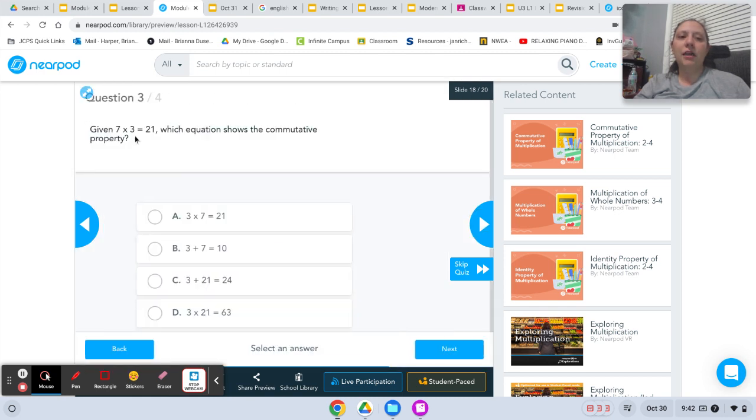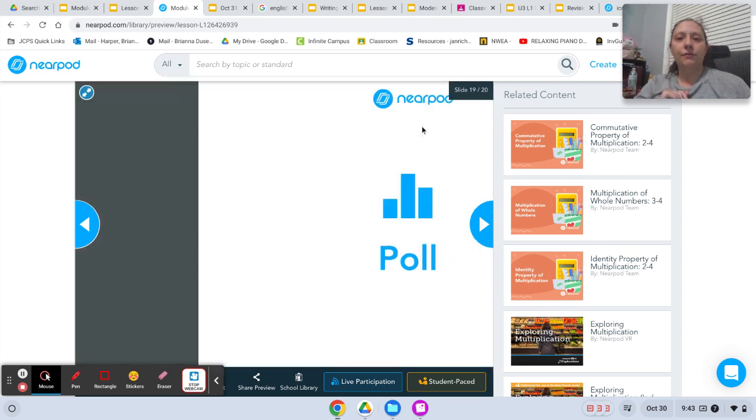If you're given 7 times 3 equals 21, which equation shows the commutative property? So think about what 7 times 3 equals 21. If you need to draw it on your whiteboard, do it. Think about the commutative property, what would the factors be flipped? And then same thing, given 9 times 6 equals 54, which equation shows the commutative property? So just flip those factors.